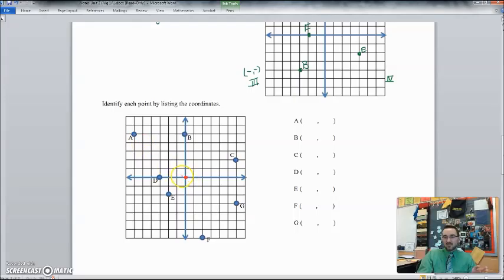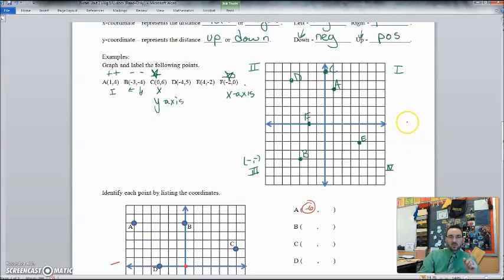So I need to move left and right and then up and down. Again, we need to move in straight lines. We can't move diagonally. So we are going to get there by moving across this horizontal axis first, and that will give us our x value. I need to move over so I'm in line with this A. 1, 2, 3, 4, 5, 6. But remember, this is in the negative direction, so it is -6.